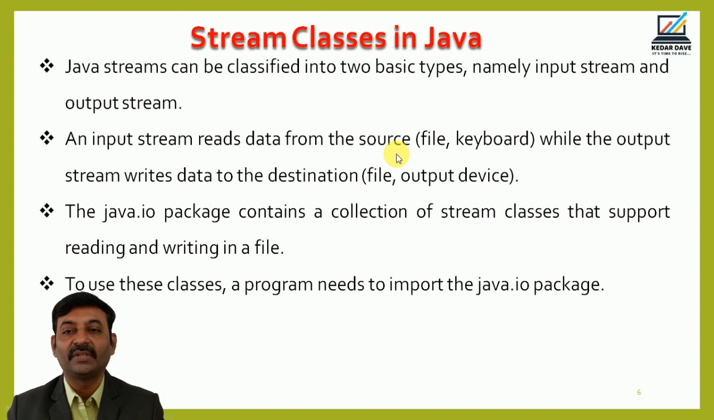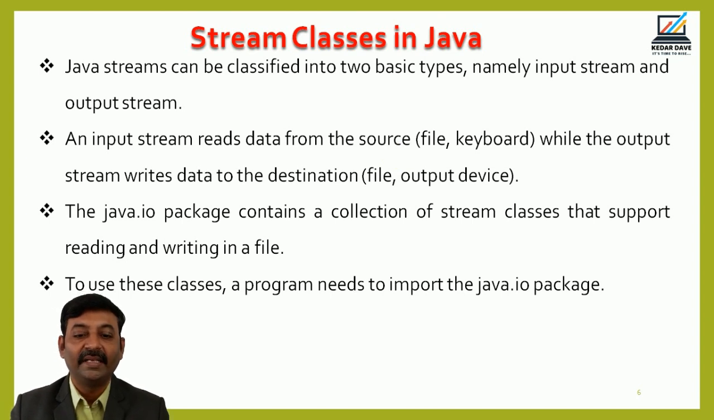Different types of sources are available, for example files. You can read a file directly from your computer, as well as use an input device, that is the keyboard. While output streams write the data to destinations such as files or different types of output devices like the monitor. The Java input output package contains the collection of different stream classes that support reading and writing in a file.